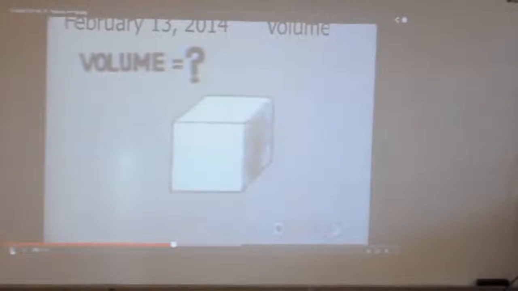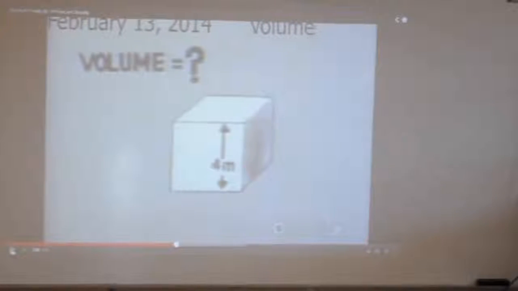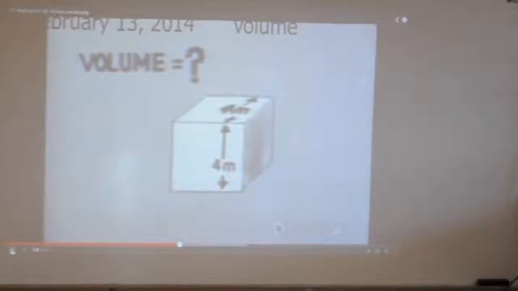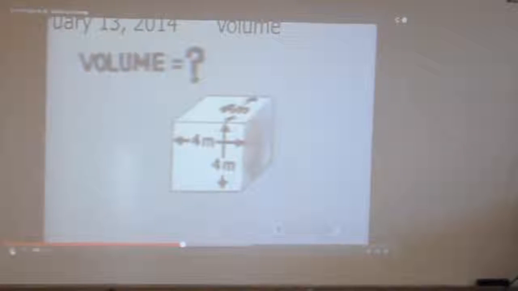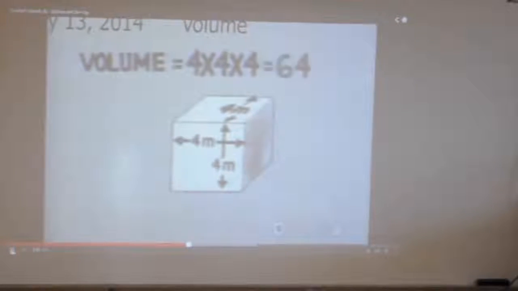The easiest way to work out the volume of something like a box is to measure not only its height, but also its length and its width, and then multiply all these together. 4 times 4 times 4 equals 64.